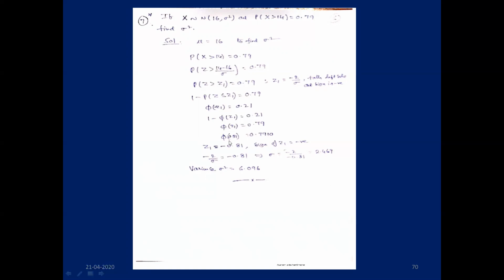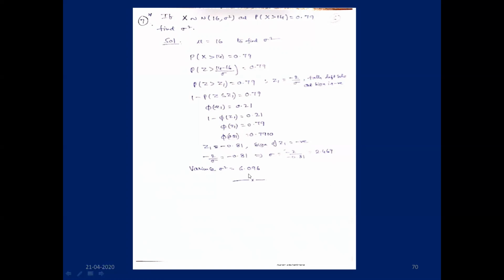From the tables, the value very close to 0.79 is 0.7910 from the normal CDF tables. The corresponding Z value is 0.81. Both are comparable. Z1 is a negative value, Z1 is minus 0.81. So minus 2 by sigma is equal to minus 0.81. Sigma is equal to 2.469. Sigma square is our requirement here. Sigma square is the variance, 6.096.